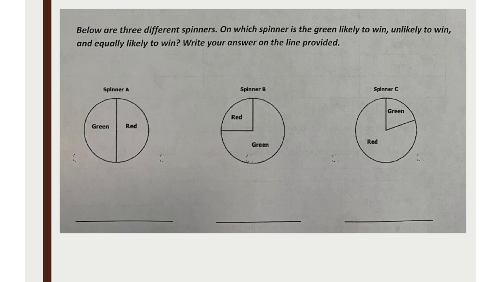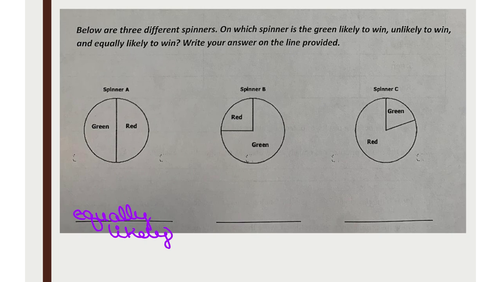Okay, spinner A. Remember, we're focusing in on the green section to win. How would we classify spinner A about green's likelihood to win, Ellery's? Equally? That is equally likely. Why did you say that it is equally likely? Because it's equal. Meaning what? Like it's split in half. Yeah. You have half a chance of getting red, half a chance of getting green. It's a 50-50 chance here.